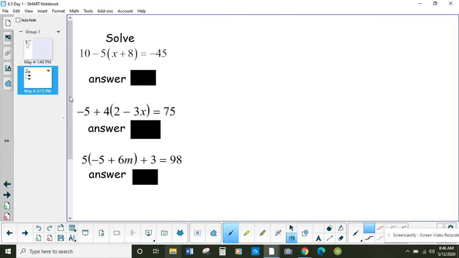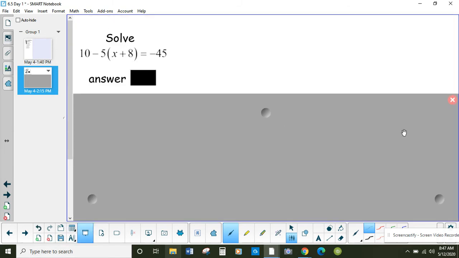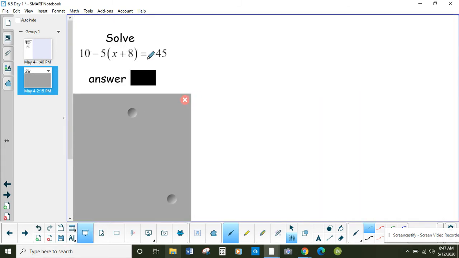Now, our real focus today is to solve multi-step equations. So let's go ahead and pause the video, and I want you guys to try to solve this first equation here on your own. The way we solve multi-step equations is we simplify both sides first and then just do what we've been doing all year, right? Work farthest away from the variable.